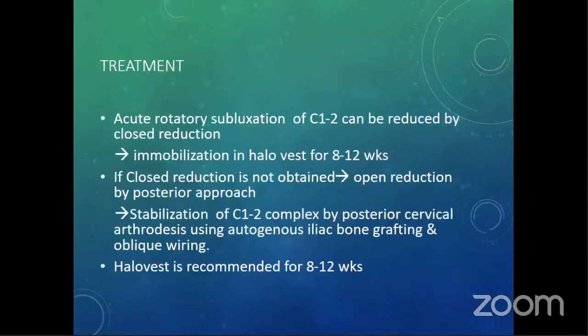So the treatment option for this is that in case of acute rotatory subluxation of atlas over axis, it can be reduced by closed reduction, that is immobilization in halo vest for up to 8 to 12 weeks. If closed reduction is not obtained, then open reduction by posterior approach can be done, and stabilization of the atlas-axis complex by posterior cervical orthodesis using autogenous iliac bone grafting and oblique wiring. In this case, the halo vest is recommended for up to 8 to 12 weeks.